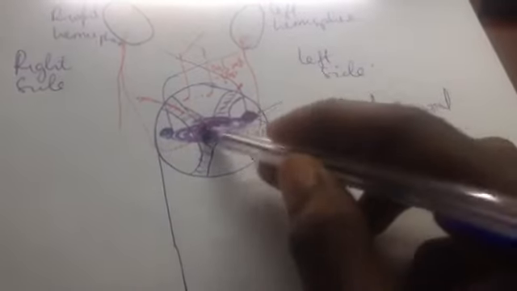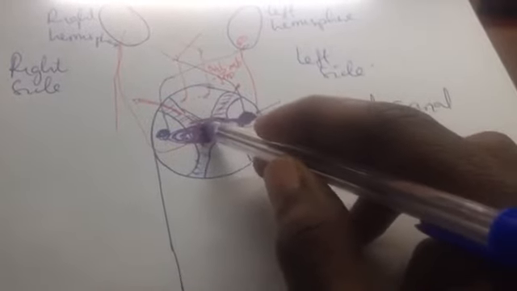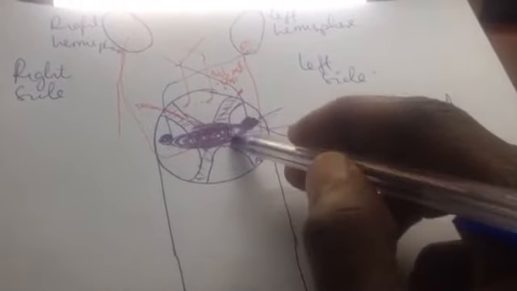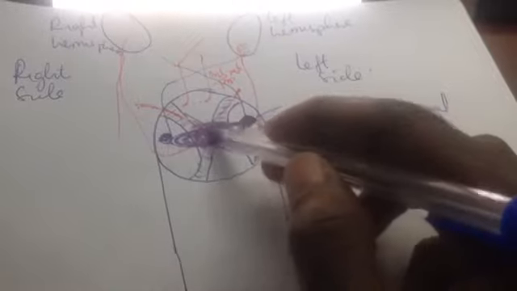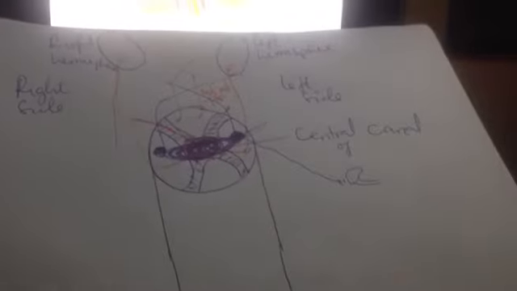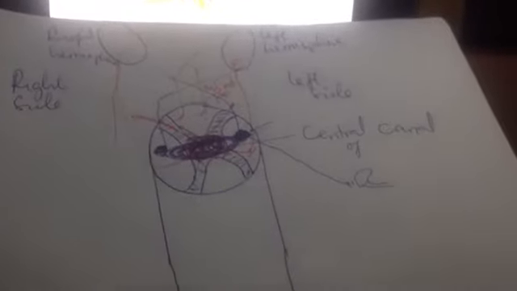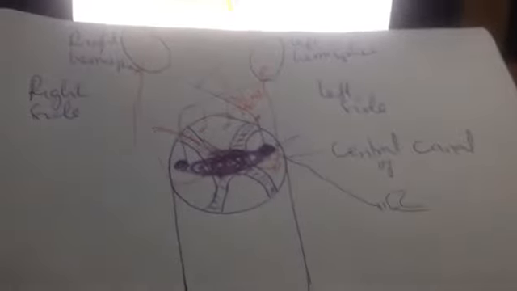But mostly, no matter how small the cyst is, these are going to be affected because they cross along the way of the central canal, and this cyst is forming in the central canal. So that is it. Now let us see the symptoms.